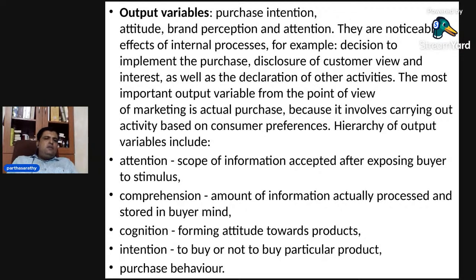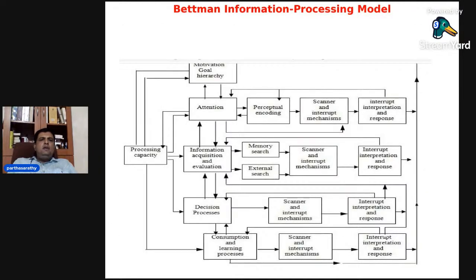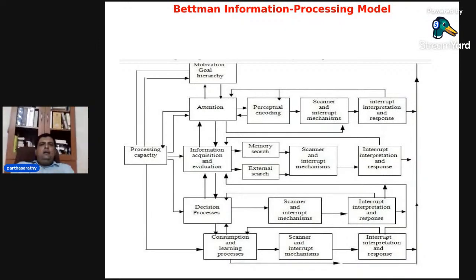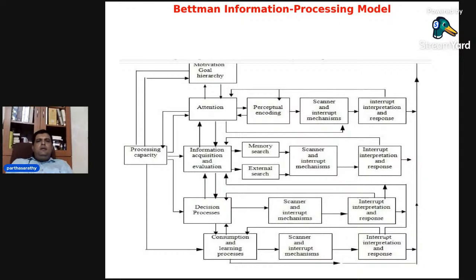So under that, the first one is attention. Scope of information accepted after exposing the buyer to the stimulus. So whether he has received the stimulus, comprehension, amount of information actually processed, cognition, forming attitude. So all these things play a very important role. So the next model is the Bettman information processing model.